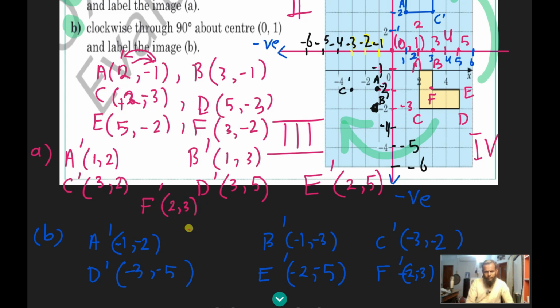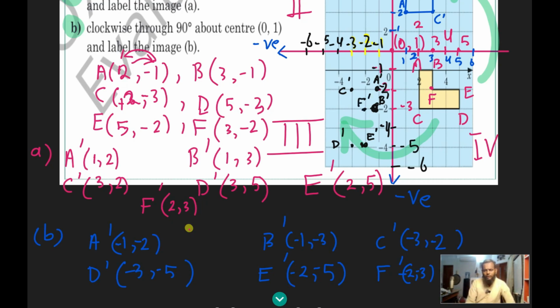This is C prime, and D prime is -3, -5. This is D prime. E prime is -2, -5. This is E prime. F prime is -2, -3. It is F prime. Okay.